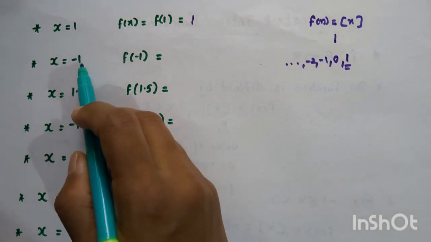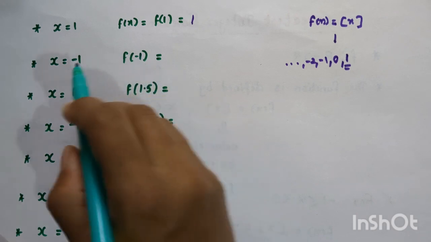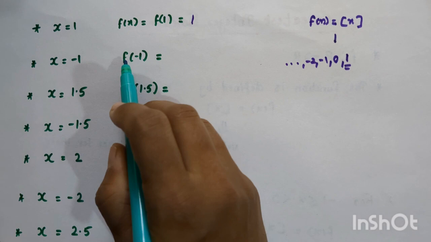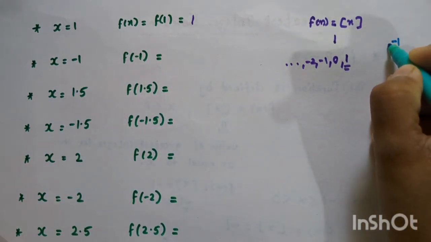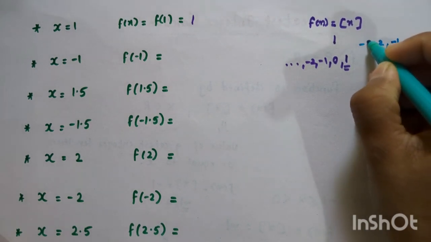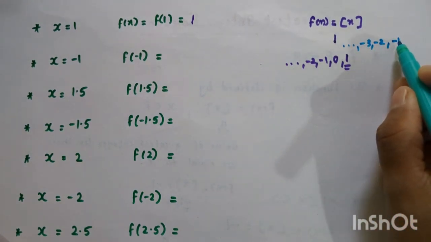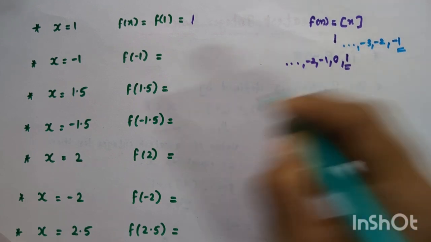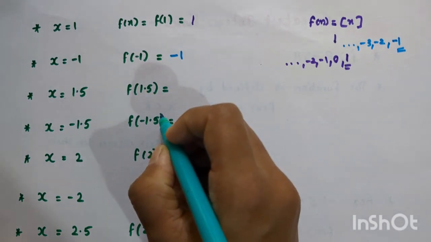Alright, now for x is equal to minus 1, what about f of x, which is f of minus 1? You see, x is equal to minus 1, so the greatest integer function can be less than or equal to minus 1. Less than or equal to minus 1 means it can have the value minus 1. Then less than, so minus 2, minus 3, etc. Among these possible values, the greatest integer is minus 1. So when x is equal to minus 1, f of minus 1 is minus 1.